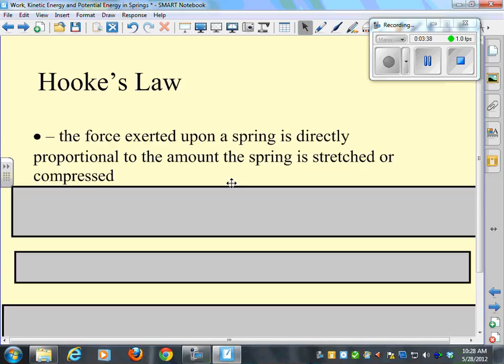Okay, so this is what Hooke's law really is. The force exerted upon a spring is directly proportional to the amount the spring is stretched or compressed. The force exerted upon a spring is directly proportional to the amount that the spring is stretched or compressed.